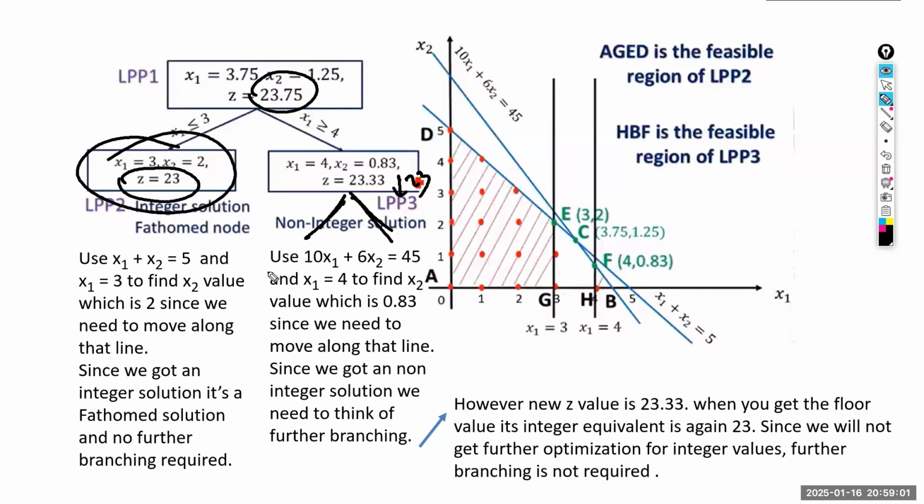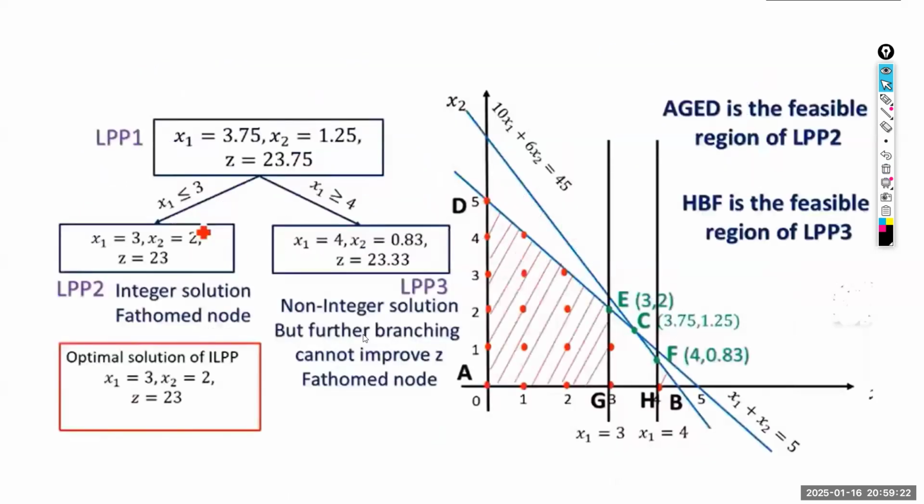So we can take this as an optimum integer solution. Okay? And that's it. Whether you get this kind of question for the exam or not, you must have a bit of a feeling about these optimization problems. Right? Non-integer solution, but further branching cannot improve it. So therefore, we take it as a final node. Okay. So therefore, the optimal solution is this. That is x1 equal 3, x2 equal 2, and z is 23. So the optimum integer solution is 23.